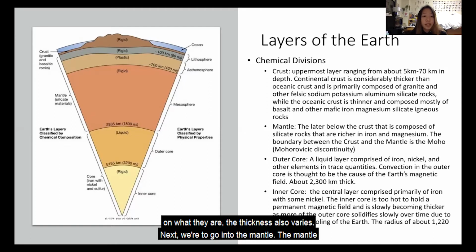Next, we're going to go into the mantle. The mantle is the thickest layer of the Earth, and it is the layer right beneath the crust, and it circulates really slowly. The outer core is the next part.